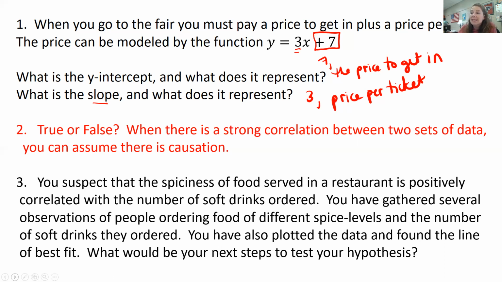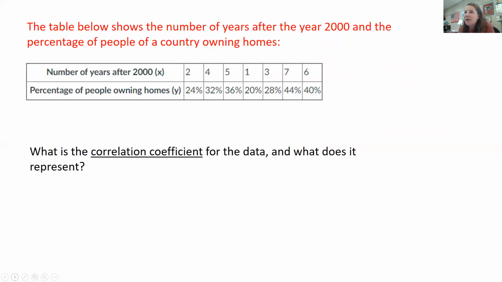And then what would be your next step to test your hypothesis? Well, in order to see how accurate your line of best fit is, you would then find the correlation coefficient to see how well the line of best fit describes your data. Okay, so those are the steps in which you would do this little experiment and figure out if your hypothesis is correct. All right, moving on.